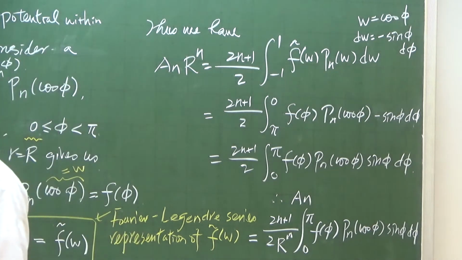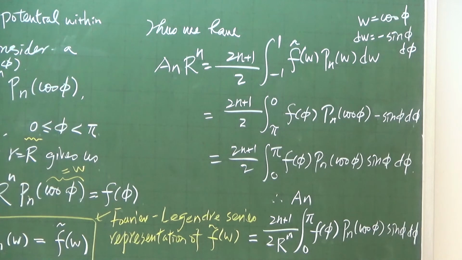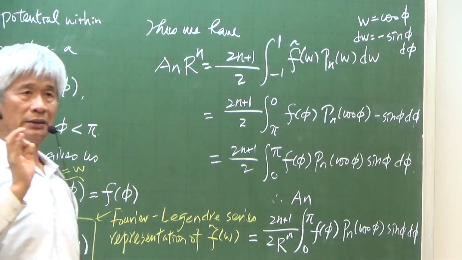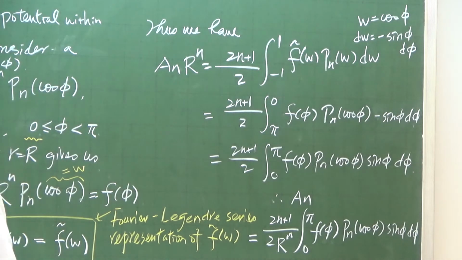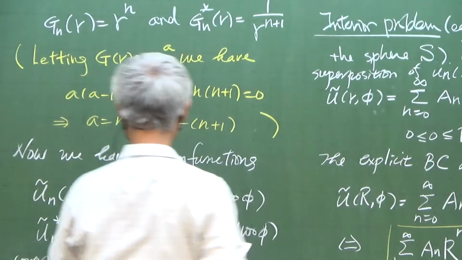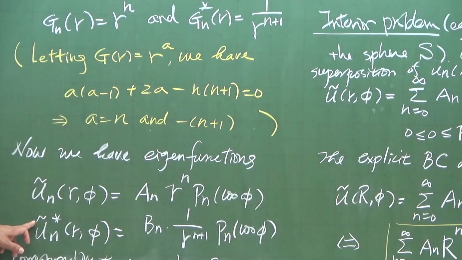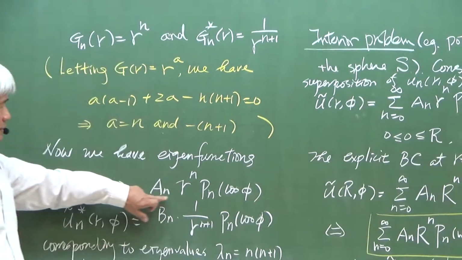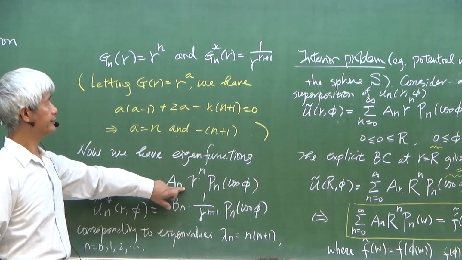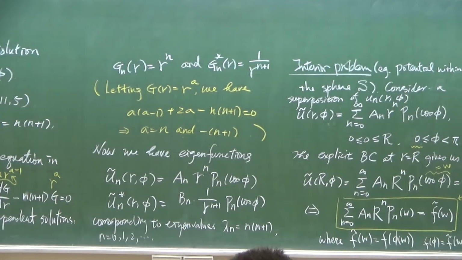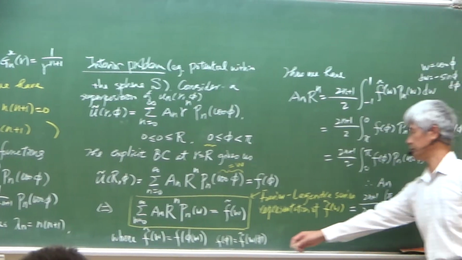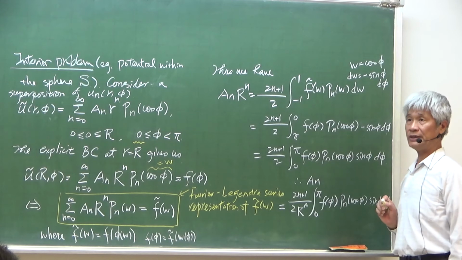The choice of this one is because for the implicit boundary condition at r equal to 0, we should have a finite solution. To have a finite solution, we cannot use the u star. We have to use this one. So this is the situation. Any questions?